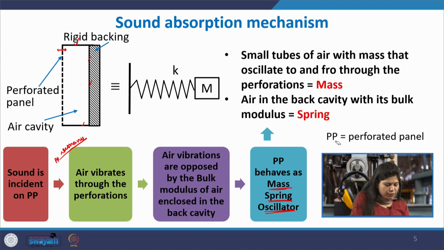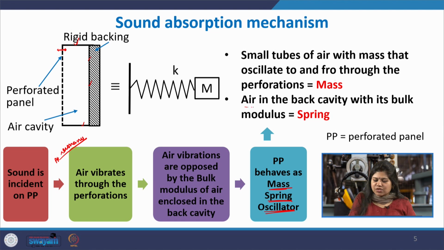The small tubes of air with mass oscillate to and fro through the perforations. Those act as the mass because the mass is sort of vibrating. So, this is the mass of these small tubes of air which are oscillating to and fro through the perforations, and the spring here which is opposing this motion is because of the inherent compressibility of the confined air cavity.